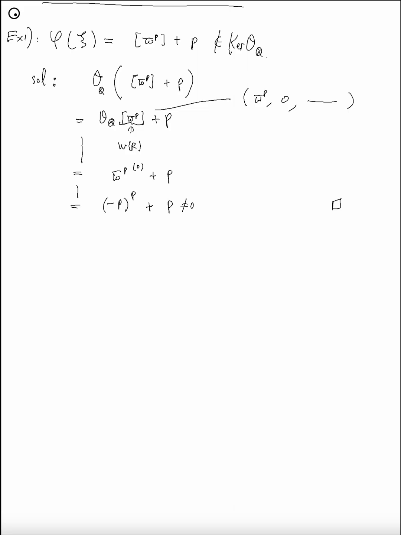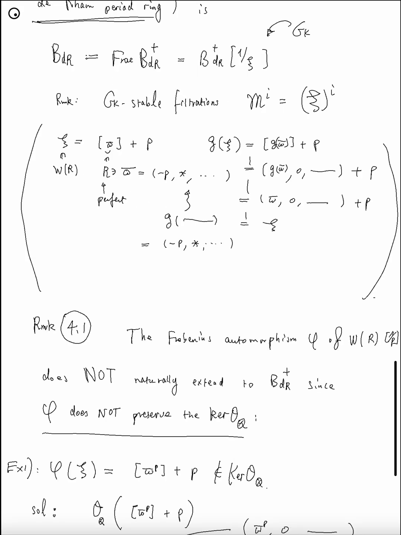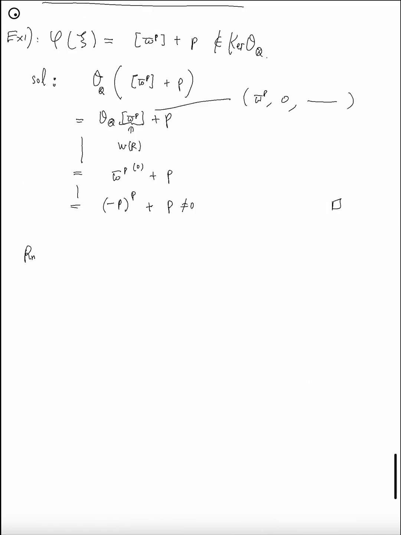So following, put Remark 5. Remark 5. There is hence no natural Frobenius structure on B_dR^+.